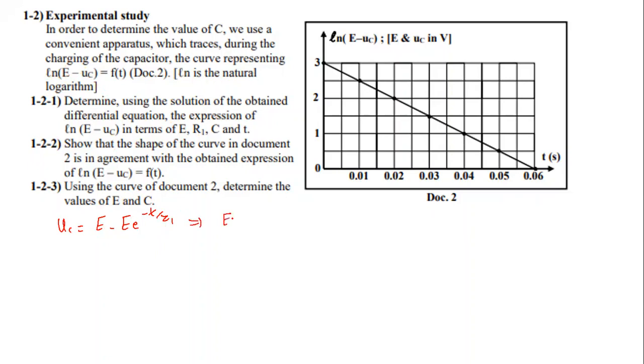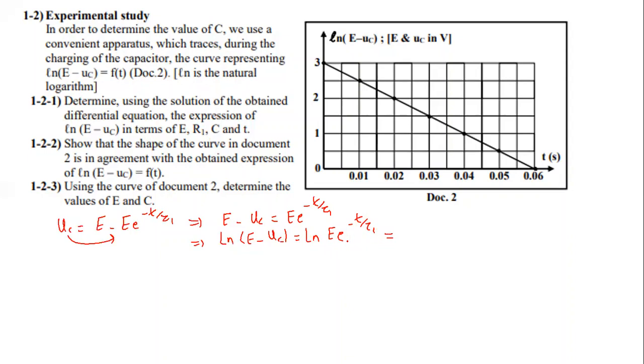So E minus UC is equal to E times e to the power of minus T over tau1. But I want ln, so I'll put ln here, and I put ln on the other side. The question is determined in terms of E, R1, C, and T. So instead of tau1, I can put R1, and then we can continue.